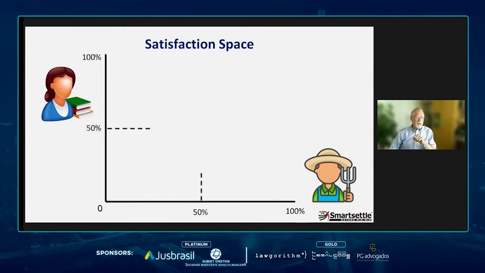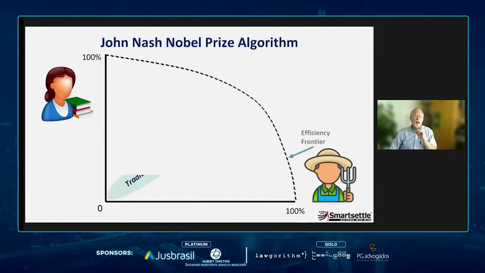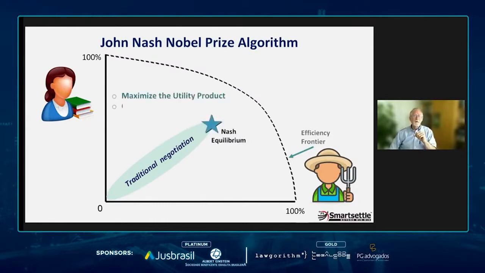In the previous scenario, as plotted, we can see that it's actually possible to do better. They're short of the efficiency frontier here. A famous person, Nobel laureate John Nash, worked on this quite some time ago, and he said traditional negotiations end up at the Nash equilibrium. However, with maximized utility product and a dose of collaboration, negotiators can get to an optimal solution.